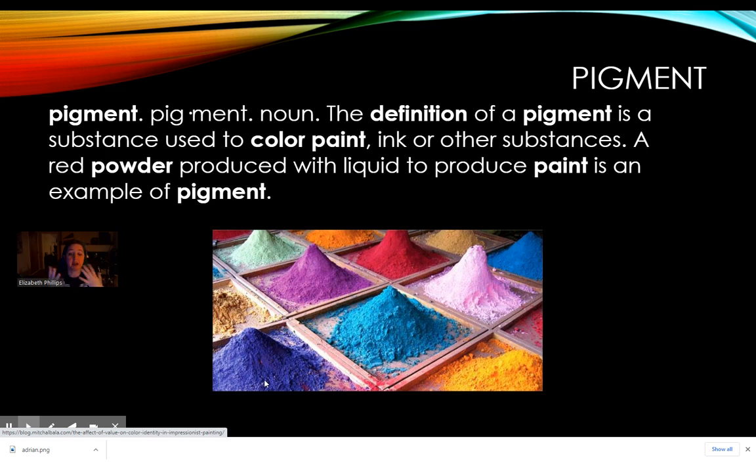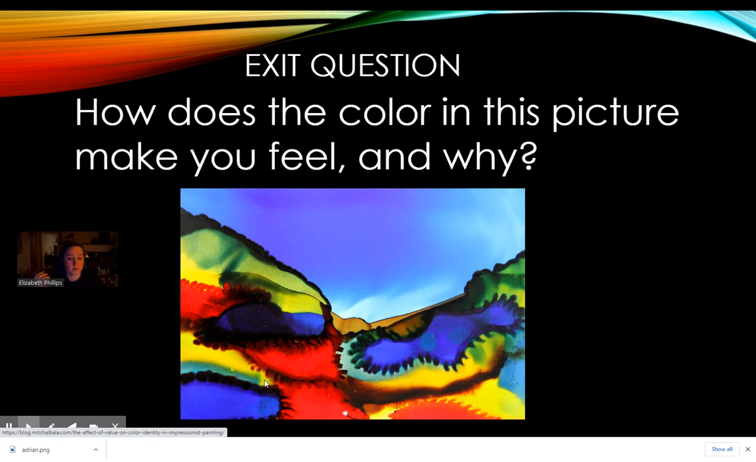But pigment is basically a noun. The definition of pigment is a substance used to color paint, ink, or other substances. Red powder introduced with a liquid to make paint, and so on. If it's acrylic, it's a different type of liquid. If it's oil, it's an oil-based liquid. You throw a little powder in there, whatever color you want. That then mixed together creates whatever you're going for, which is the media choice.